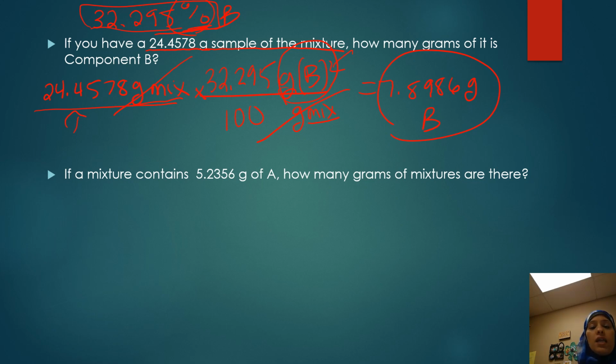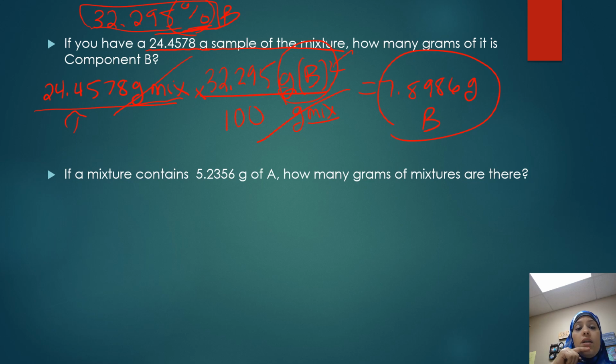If you're calculating this and then your number ends up being greater than 24.4578, then you're like, oh, hold up, something's wrong here, because there is no way that the mass of the part could be what? Larger than the mass of the whole. No way. It's a mass per mass calculation, right?